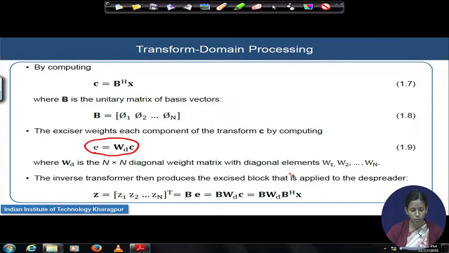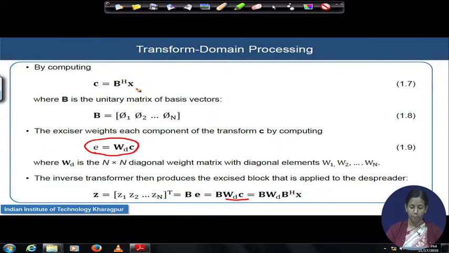Now, the inverse transformer that follows the exciser will then produce the excised block output. The output coming out from the inverse transformer that goes to the displacer is basically given by B into E. If I substitute the value of E, we end up with B W d into C, and if we change the value of C again, we can write B W d B Hermitian into X.